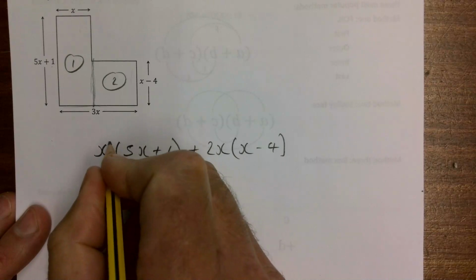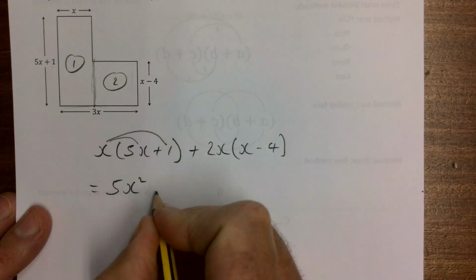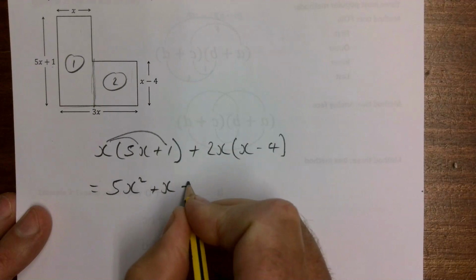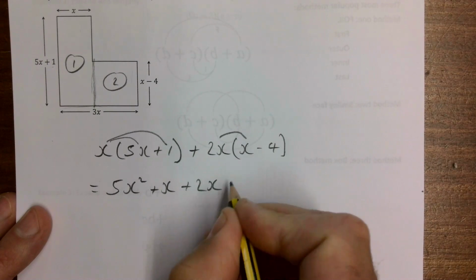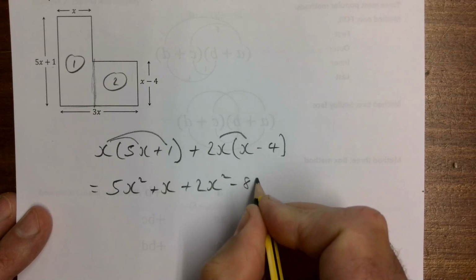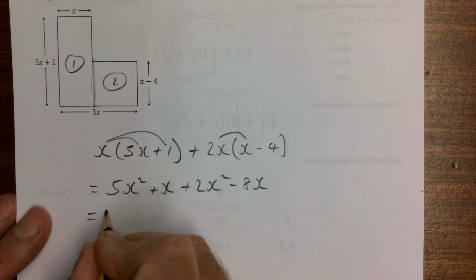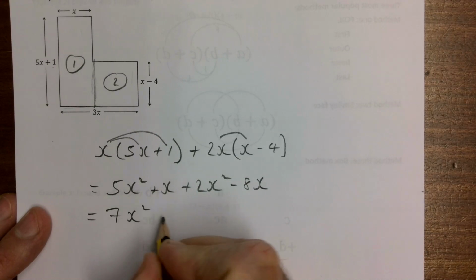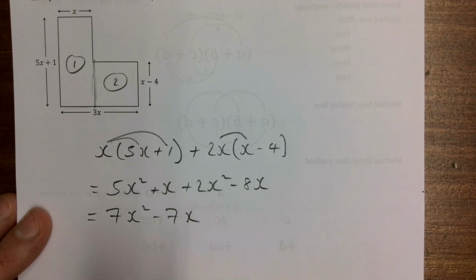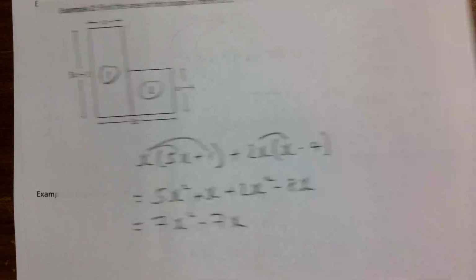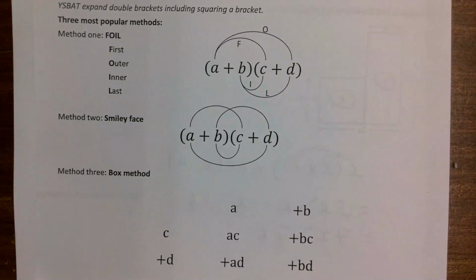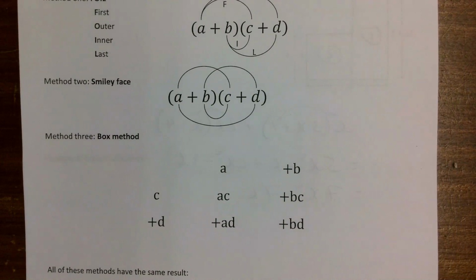5x squared, that's that, plus x plus 2x squared minus 8x. Tidying that up then, like terms, 7x squared minus 7x. I think we'll do a new video then for that bit.